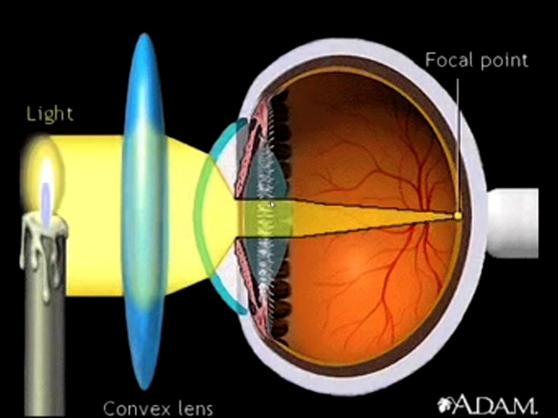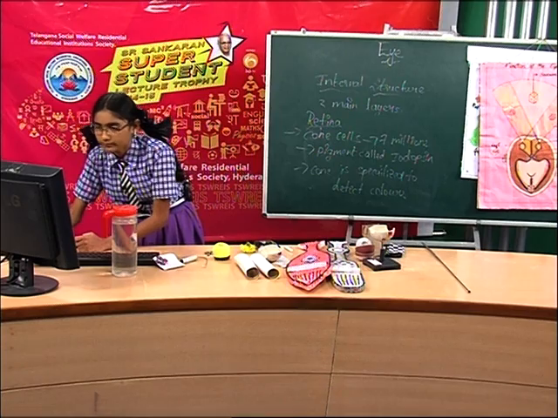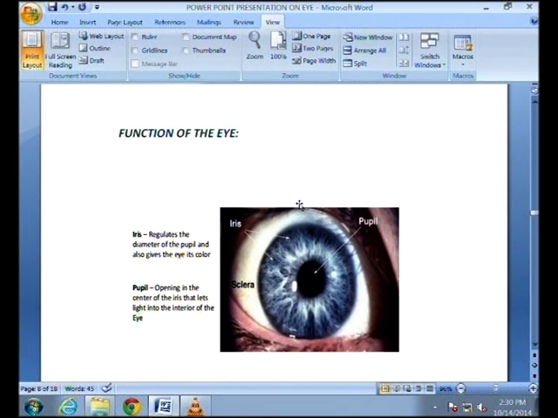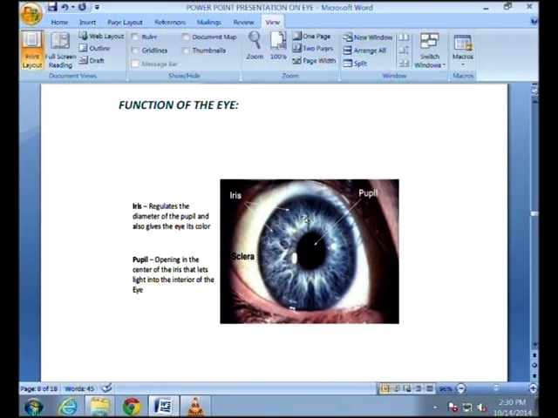By using a convex lens, the image is made to focus on the retina. Yes, we have learnt about the functioning of the eye. Here we are seeing a blue colored structure. It is called the iris. The iris regulates the diameter of the pupil, and because of the presence of the iris, the eye gets its color.